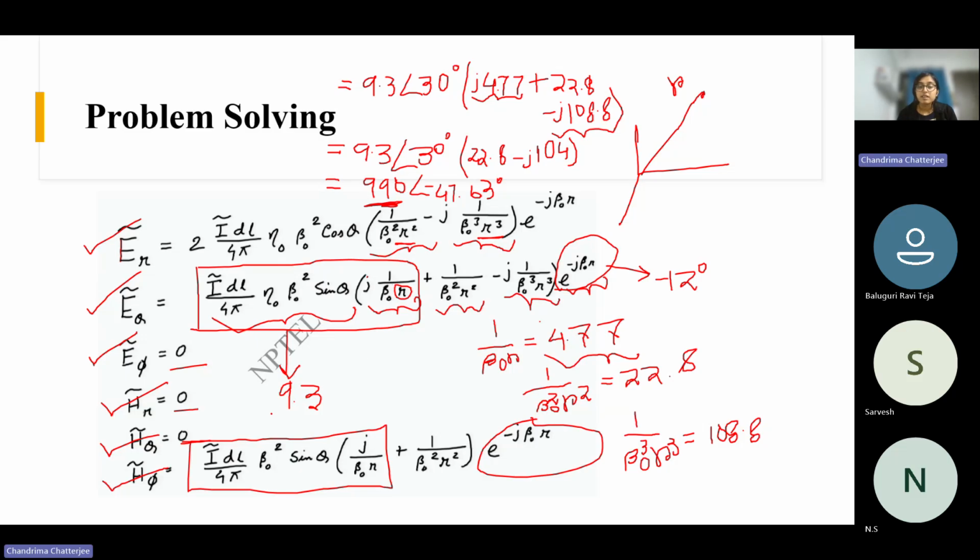And here we had 9.3. Okay, we got 9.3. So 9.3 times 4.77. So this part was only 44.361, right? So you see our magnitude we got 991, but this part is only 44.36. So it is not sufficient if we just calculate this portion. We will have to calculate the whole expression. Okay.